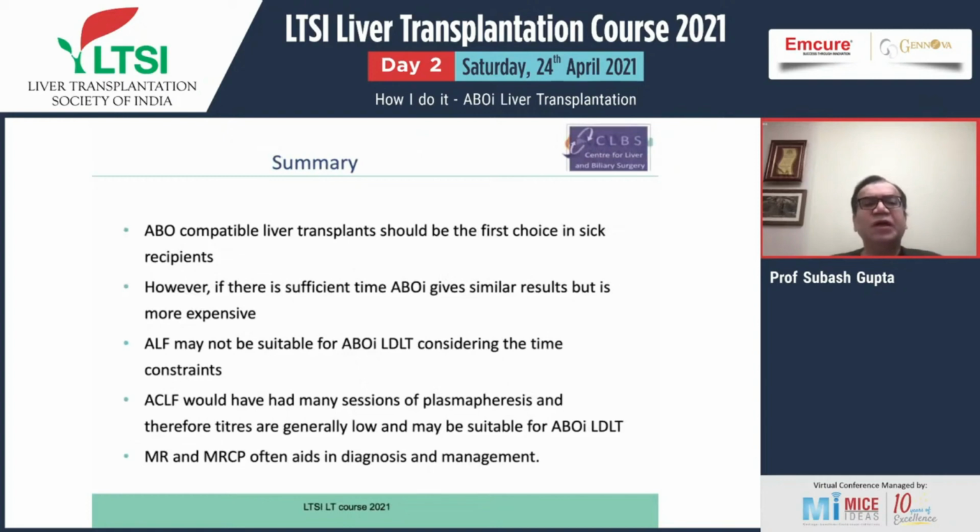So in summary, ABO compatible liver transplant should be the first choice in sick recipients. However, if there is sufficient time, ABO incompatible will give similar results but is much more expensive. ALF may not be suitable for ABO incompatible living donor liver transplantation, considering the time constraints. ACLF patients have had many sessions of plasmapheresis, and therefore titers are generally low and may be suitable for ABO incompatible liver transplantation.